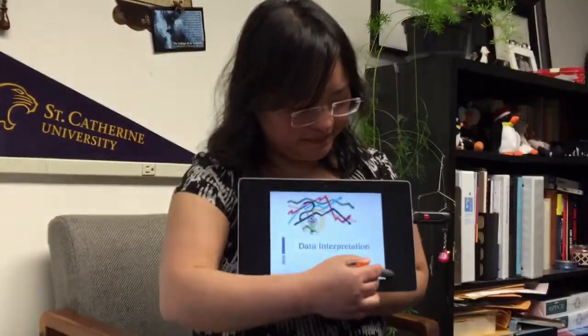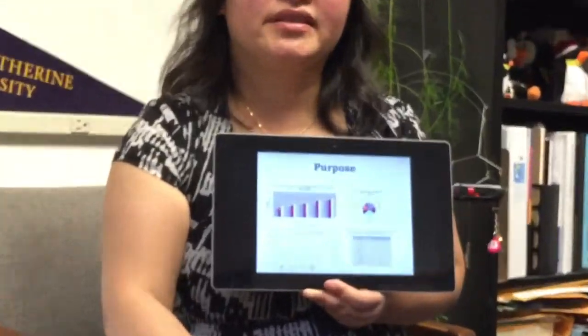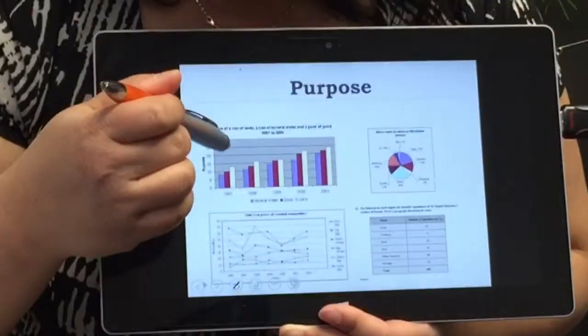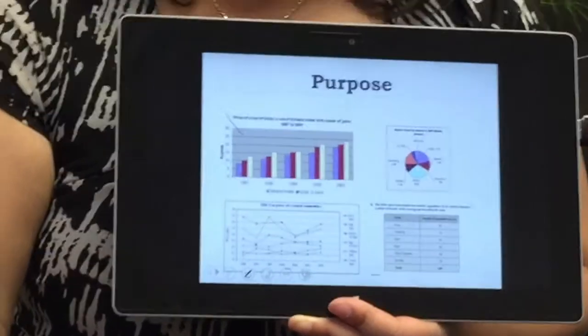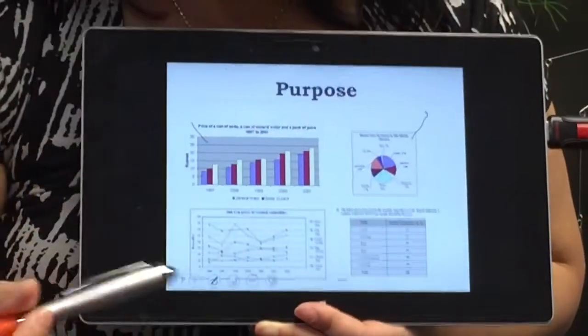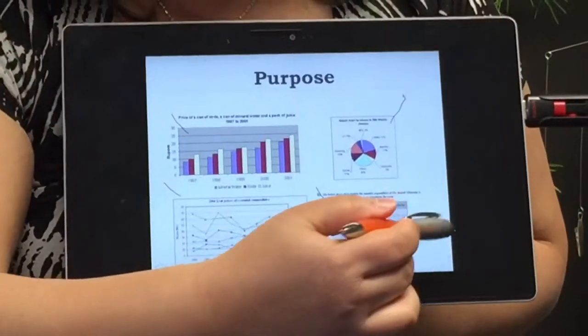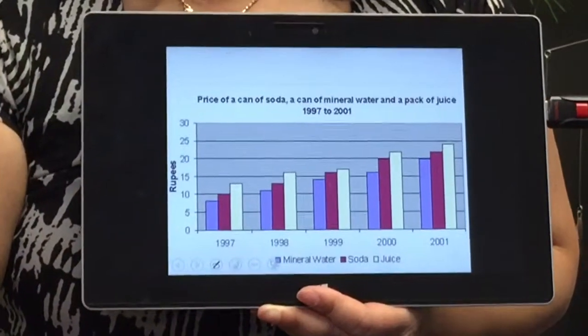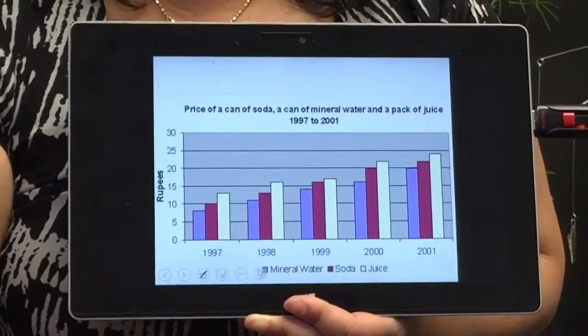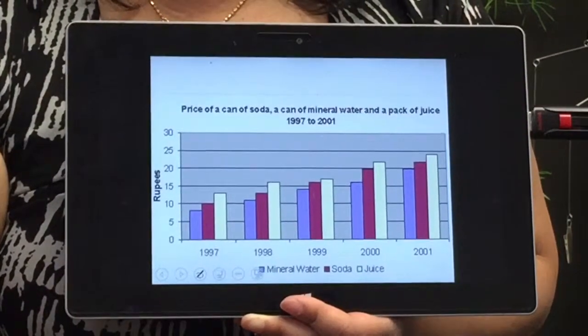The first step in data interpretation is to determine the purpose of the data presented. Data can be presented in multiple ways. This is an example of a bar graph, a pie chart, a scatter plot, and a chart. Most of the time, the purpose can be found in the title of a graph, table, chart, or diagram.